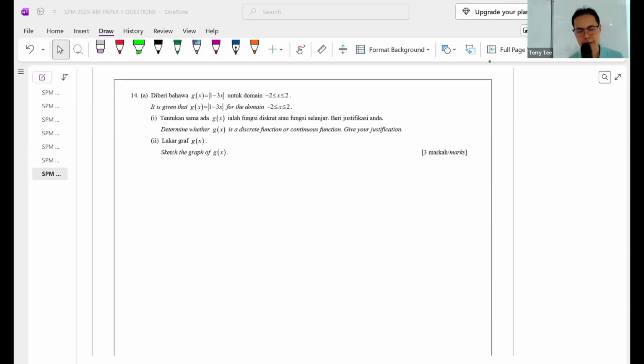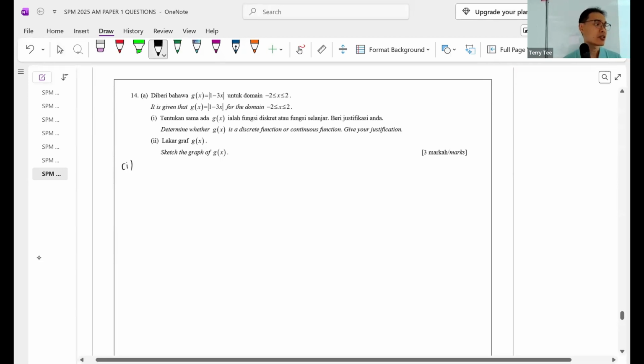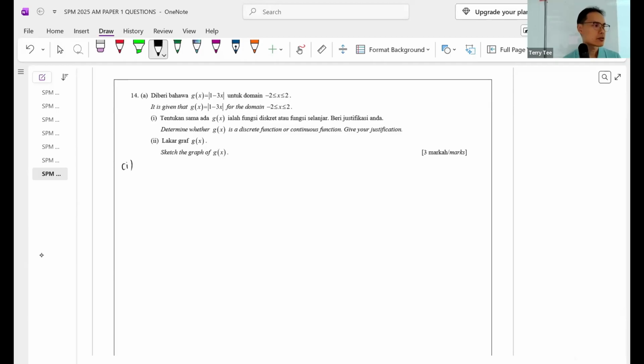14a is given, this is a function from Form 4 chapter 1. It is given that g(x) equals the modulus of 1 minus 3x for the domain of minus 2 to 2. Determine whether g(x) is a discrete function or continuous function. Give your justification. This is only 1 mark. So the answer is what? Discrete or continuous? The answer is continuous. Remember, you can relate this to your Form 5 chapter 5. Discrete are what? Countable. Continuous, they are always given in a what? In a range.